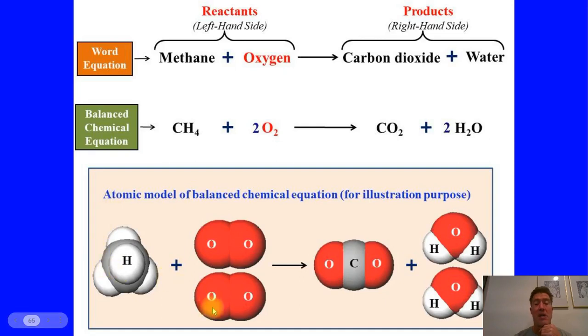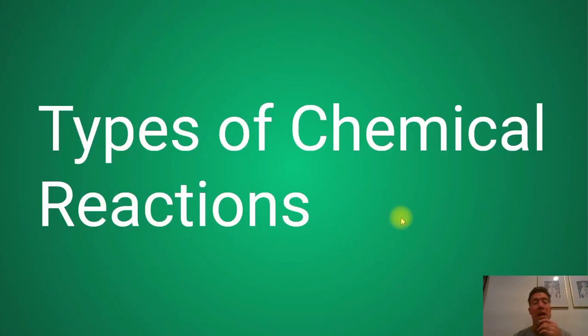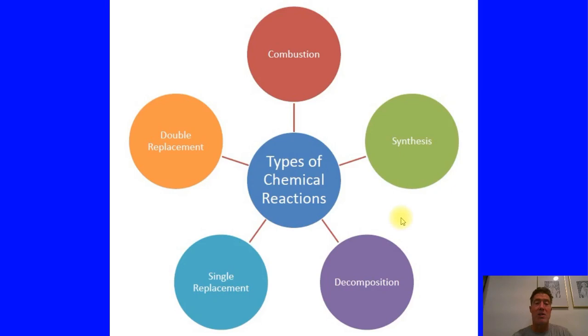And here is an atomic model just to illustrate this. And you can see here you have 4 O's in the reactant side, 1, 2, 3, 4 O's on the product side. Okay, 1 C, 4 H's, 4 H's. This equation is balanced. Now let's look at the different types of chemical reactions.